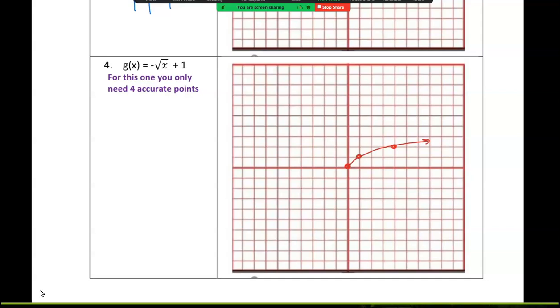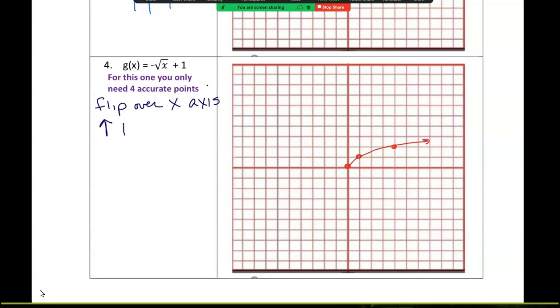Okay, now let's talk about what the changes are. It says I'm going to have a negative in front. That's a flip over the x axis. Then it says plus 1, so I'm going to go up 1. Okay, so it looks like the numbers I have here are probably good. I'm just going to flip it and then move it up 1. So it's not going to really change my x values, right?